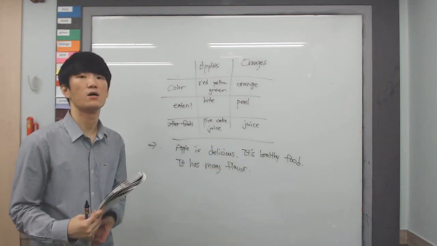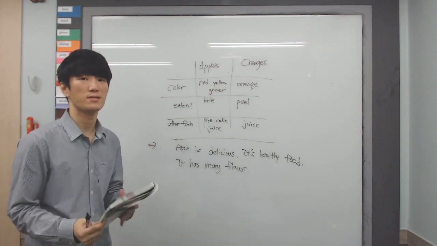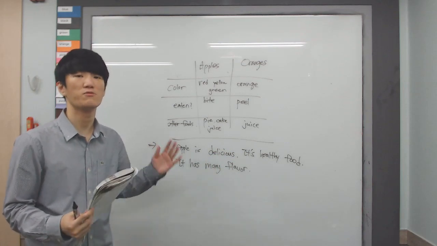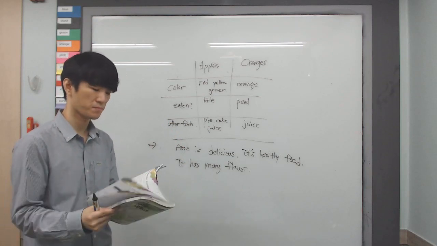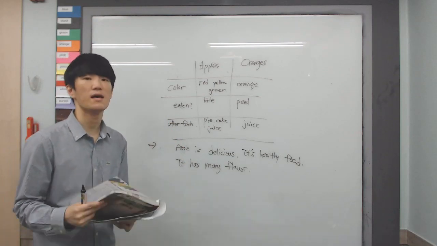So this is the end of the class. Reading comprehension page 25 to 27. The story title is An Apple All Day.